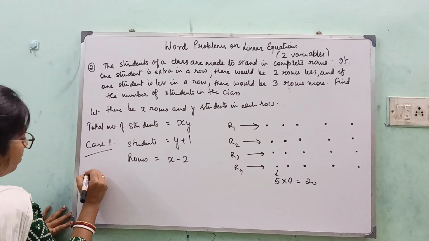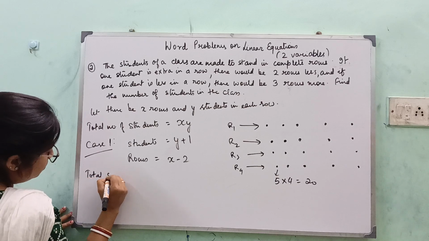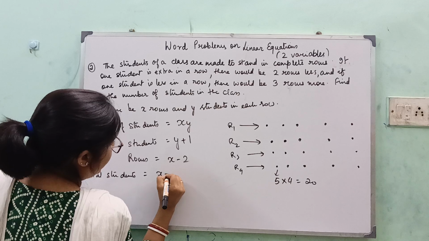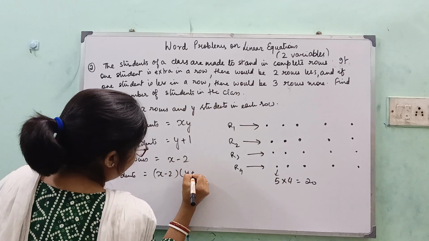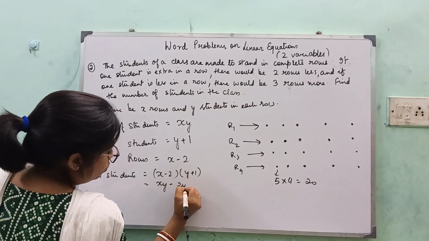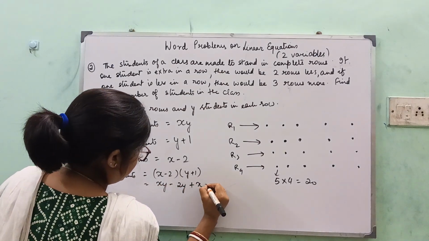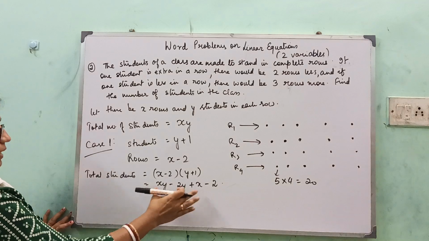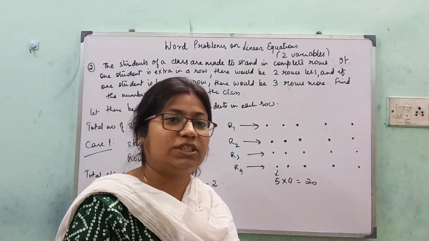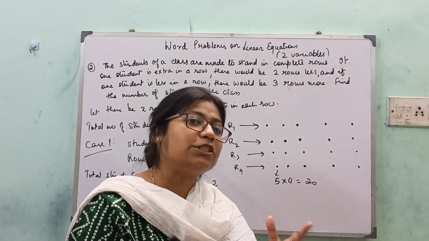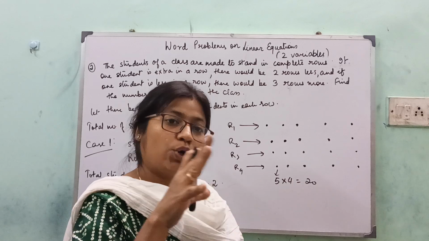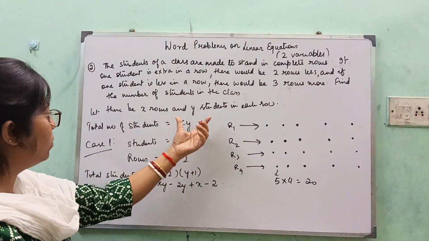So if one student is more in each row, then the number of rows is 2 less than the original number. So here the number of students is equal to x minus 2 into y plus 1, that is xy minus 2y plus x minus 2. Now the total number of students is not changing. What is changing is the arrangement, but that doesn't bring about any change in the total number of students. That means this should be equal to xy.